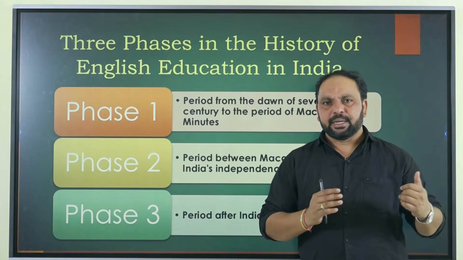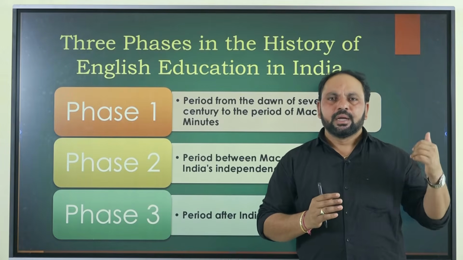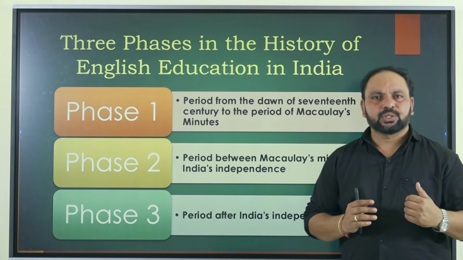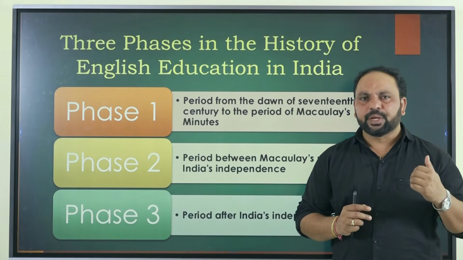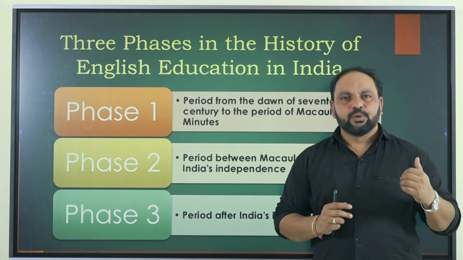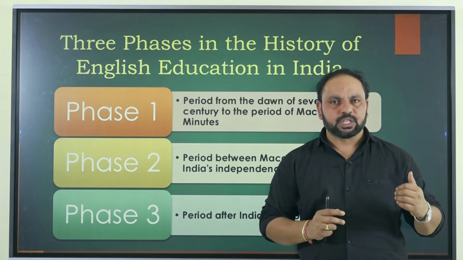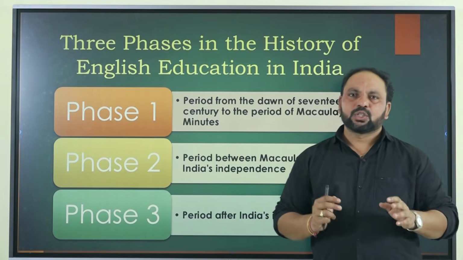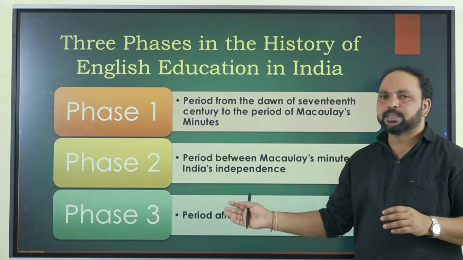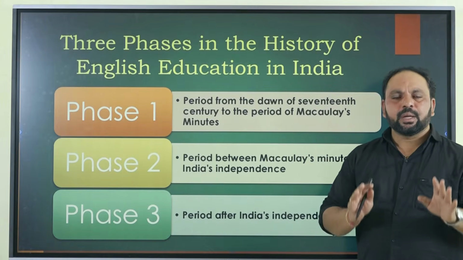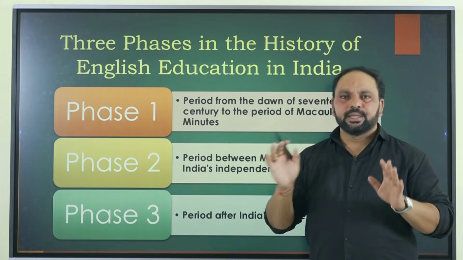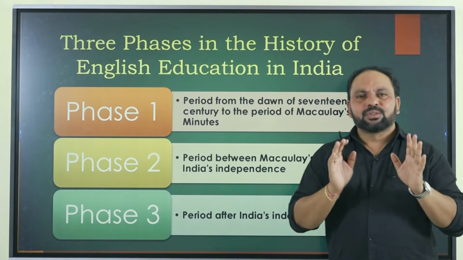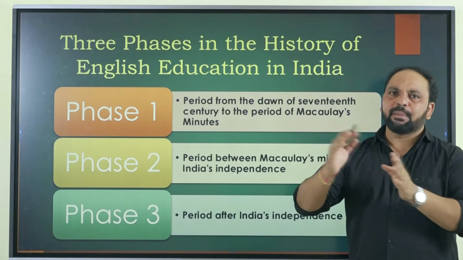And after independence, we need to know about the different national policies on education, and we also need to know about the three language formula or University Education Commission or Indian Education Commission or Secondary Education Commission. All these are to be learnt as a part of phase 3. But this video is completely dedicated to discussing phase 1. In this video we are going to discuss the things that are there before Macaulay's minute.